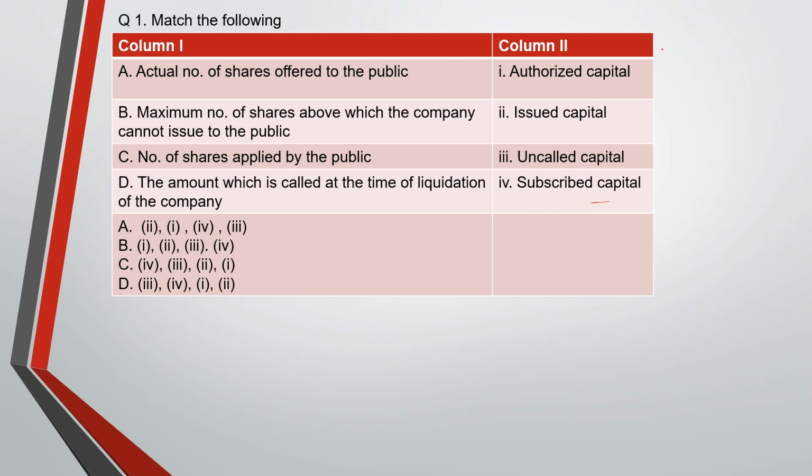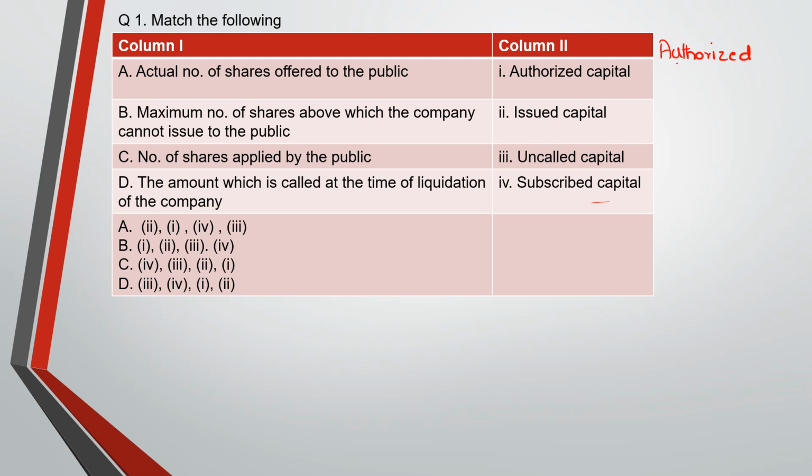Now, we need to know that a company form of organization raises capital by means of issue of shares. So there are different categories of shares. The first category, on the topmost, is authorized capital. Authorized capital is the maximum amount of capital with which a company is registered. So the company can issue maximum that many number of shares to the public.